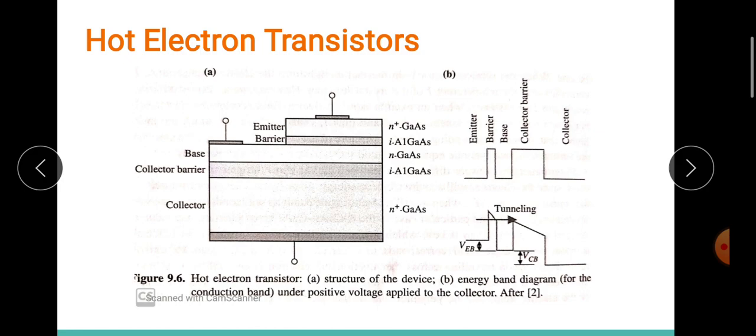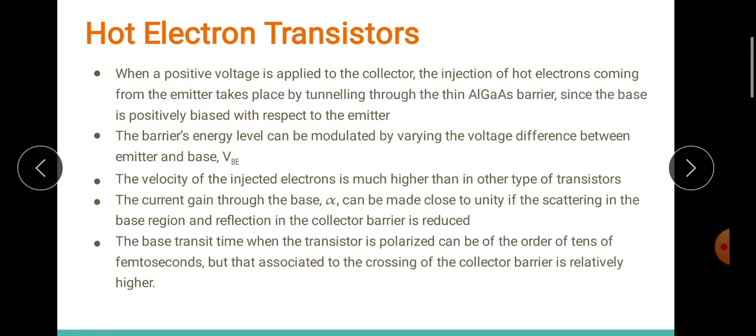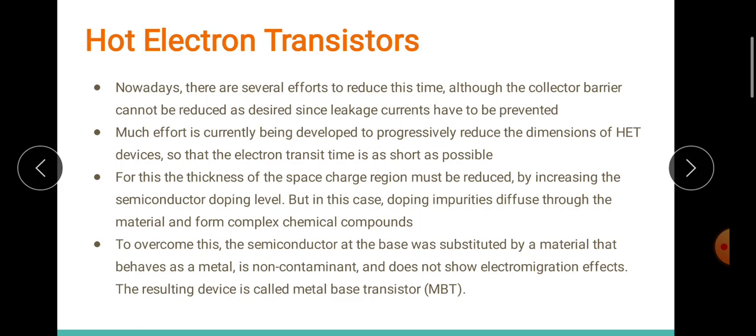So the effort was being done on developing hot electron devices of lower dimensions. So they started thinking, how can we reduce the dimension of HET devices, hot electron transistor devices, so that your transit time is as short as possible. You want to reduce the dimension as well as you want to reduce the transit time.